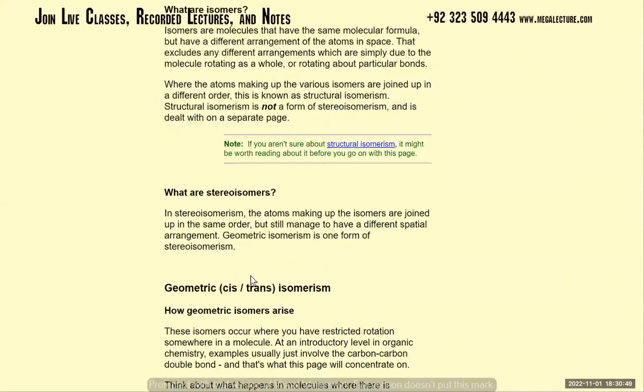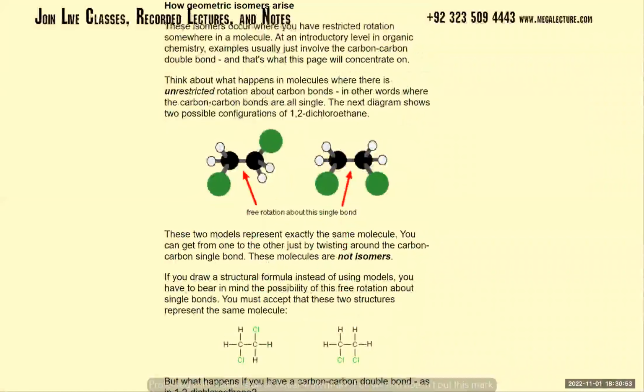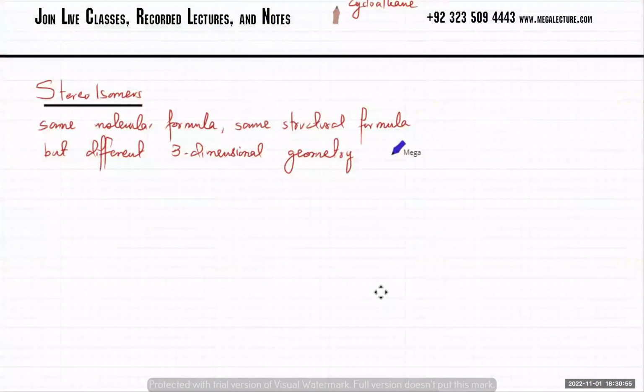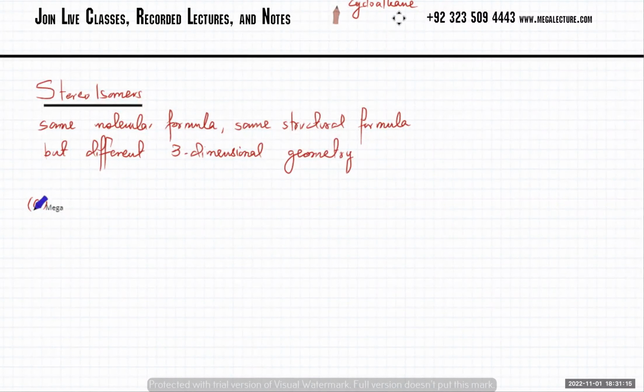तो छोड़ो इसे, ये ठीक है. अच्छा, different three-dimensional geometry. And कितने types के, how many different types of stereoisomers did you have? So you had two, optical and geometric, ठीक है. So let's start with geometric.